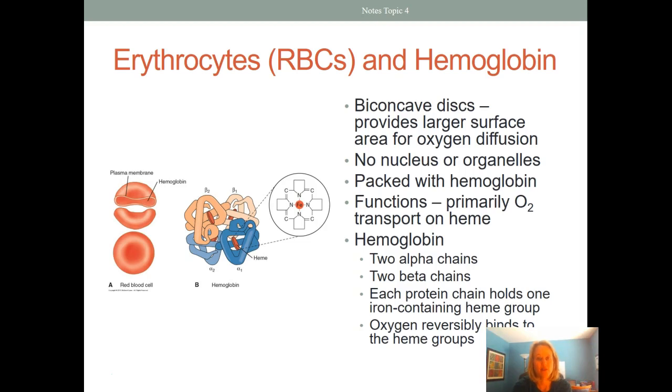Red blood cells, or erythrocytes, are biconcave discs, and this provides a large surface area available for oxygen diffusion. Red blood cells have no nucleus or organelles. Instead, they're packed with hemoglobin. This allows for their primary function, transport of oxygen on the heme group. Hemoglobin is composed of 2 alpha and 2 beta chains, and each of these chains contains an iron-containing heme group that reversibly binds oxygen.